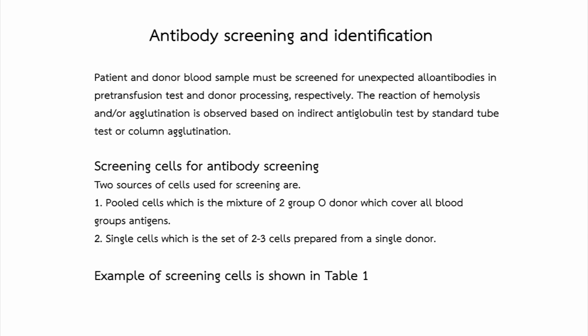Two sources of cells used for screening are pool cells, which is the mixture of two group O donors which cover all blood group antigens, and single cells, which is the set of 2 to 3 cells prepared from a single donor. An example of screening cells is shown in Table 1.